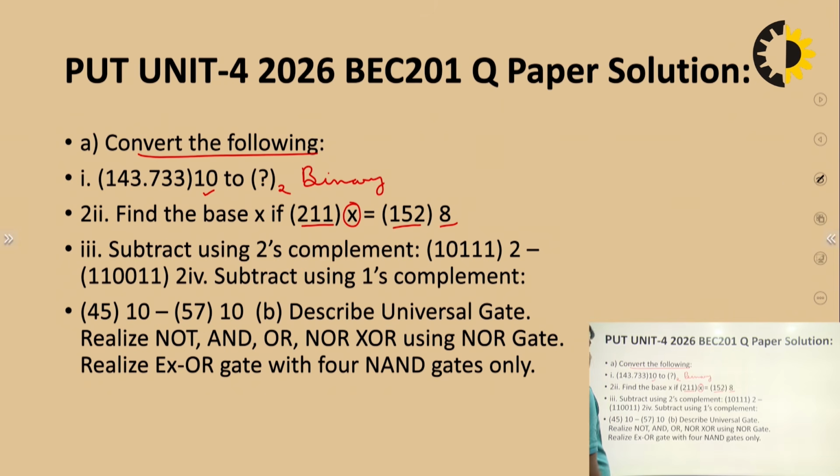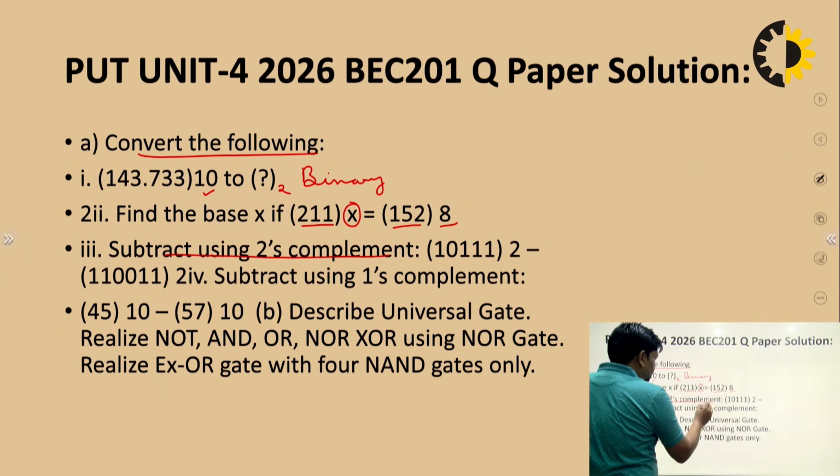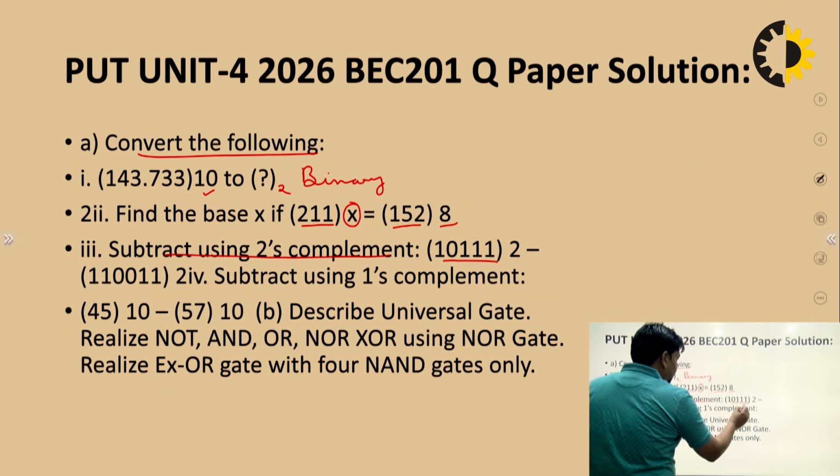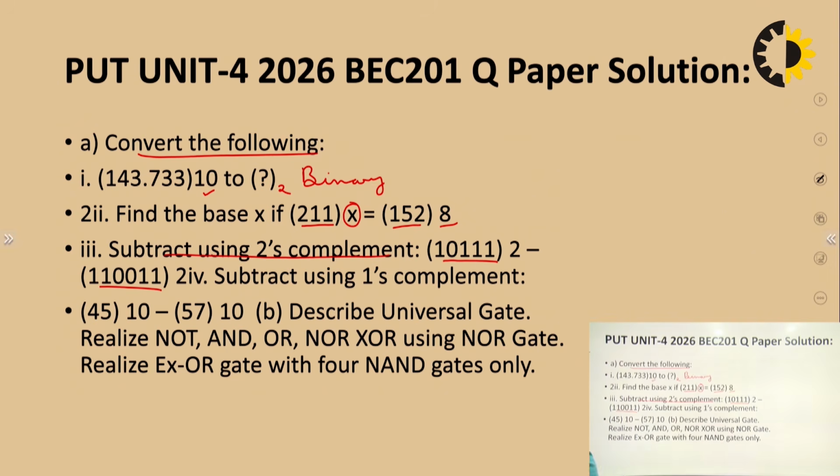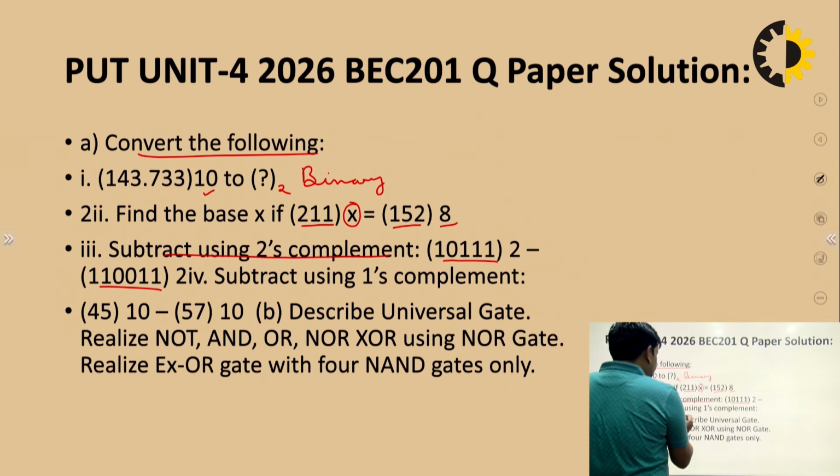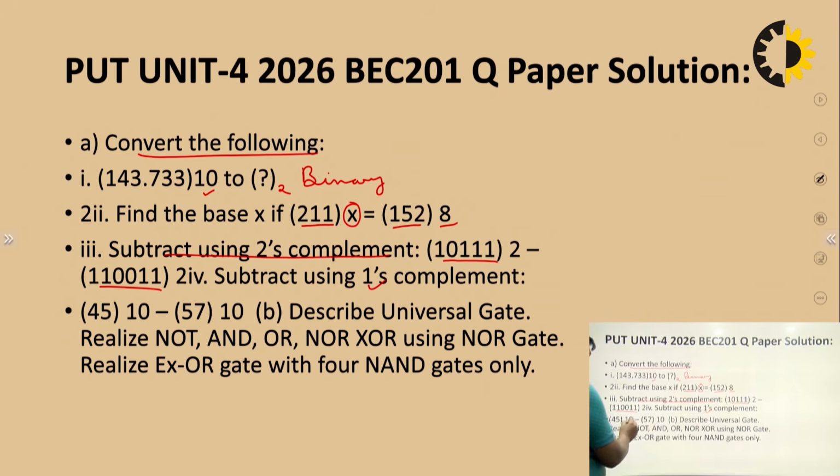And the third question is subtract using 2s complement. So this is the first number and this is the second number, which are given as binary numbers. We subtract these two numbers by using the 1s complement method. And we also subtract 45 minus 57, which is asked in radix 10, by using the 1s complement as well as the 9s complement and 10s complement methods.